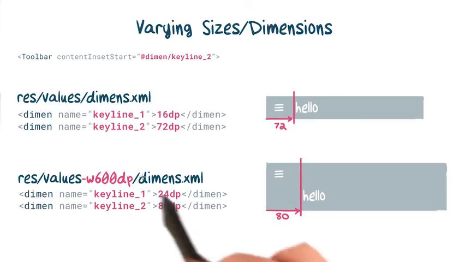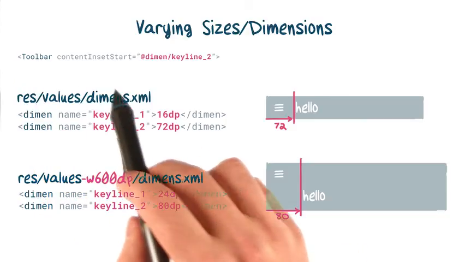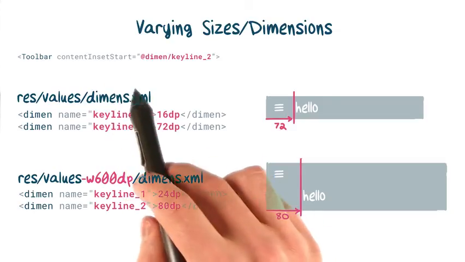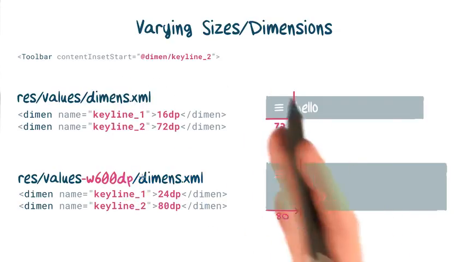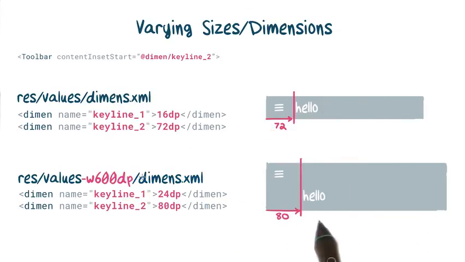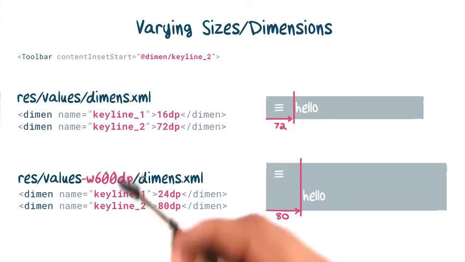In this example, we're telling the toolbar to inset the title from the left edge of the screen to the second keyline. So we're going to inset it by 72 or 80 dip, depending on which device we're running on.